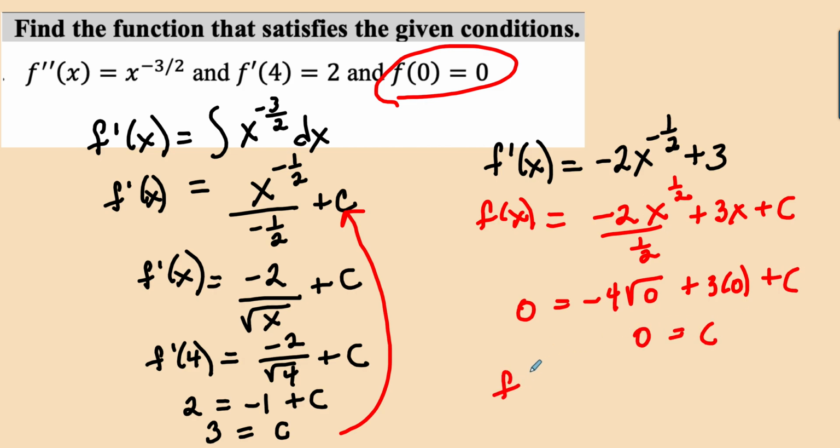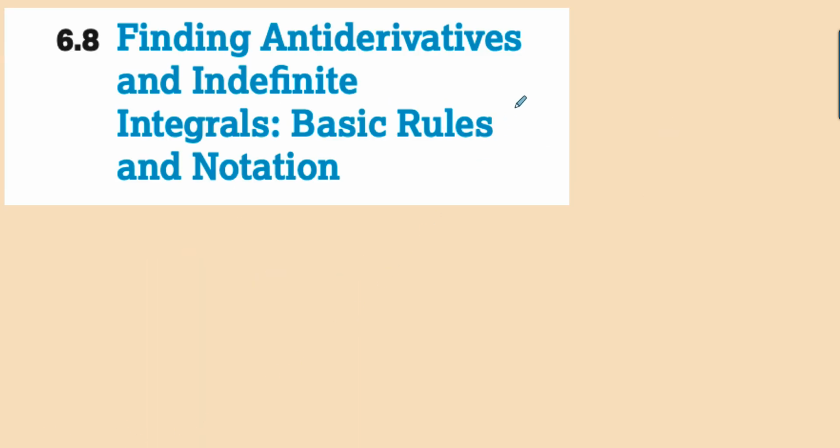And so my solution for f of x will be, let's just make that look nicer, -4 root x plus 3x. And I don't have to write a plus c because I know it's 0. And this is the end of the screencast.